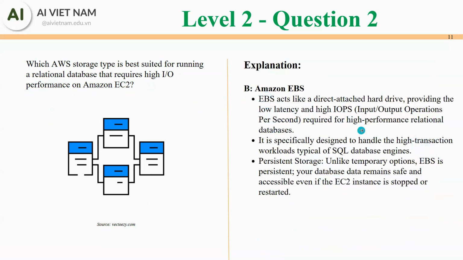EBS acts like a direct attached hard drive, providing low latency and high input-output operations per second. It is also designed to handle the high transaction workloads typical of SQL database engines. And it has persistent storage, so the data in the database remains safe and accessible even when the EC2 is stopped or restarted.